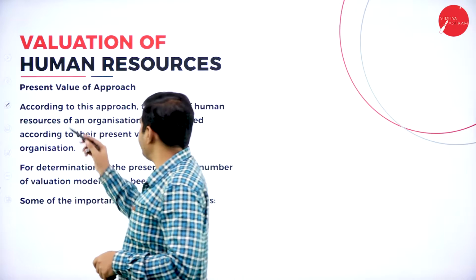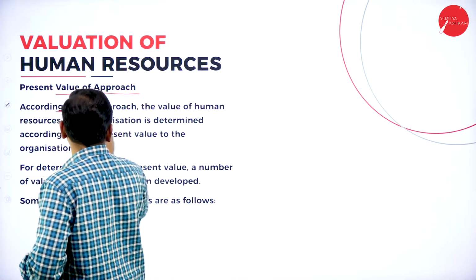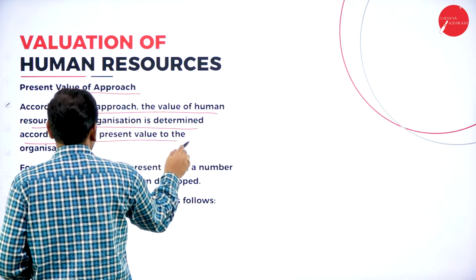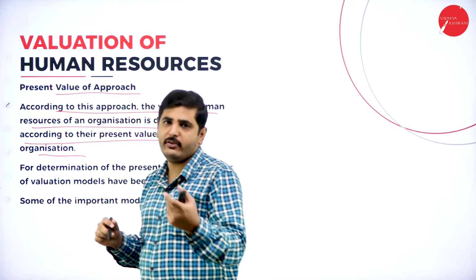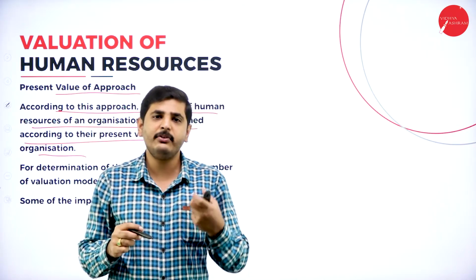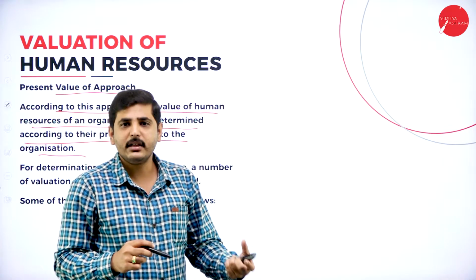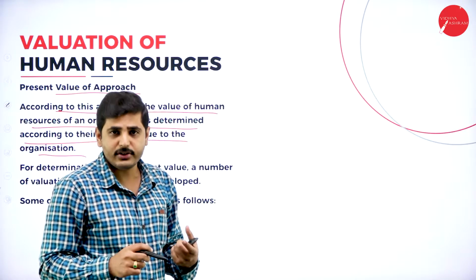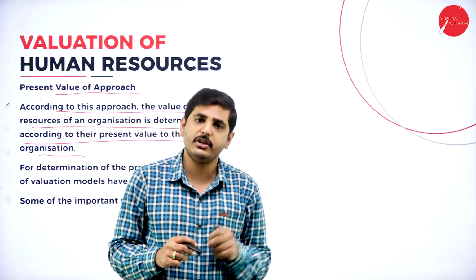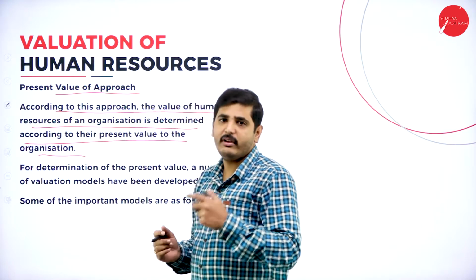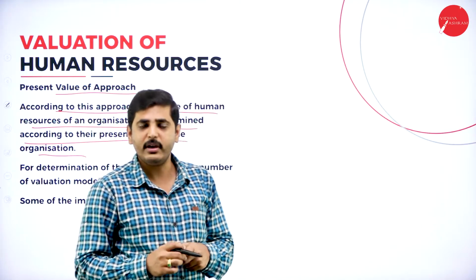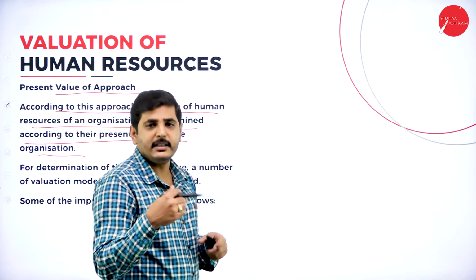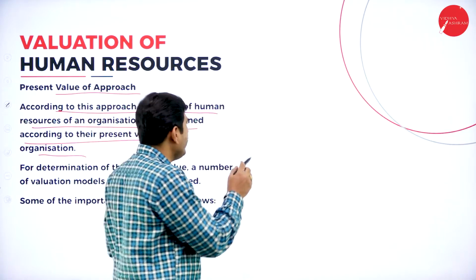Next point, present value approach. According to this approach, the value of the human resource of an organization is determined according to their present value to the organization. So what is the actual value if we hire them, and provide the other benefits, training and also development programs? What is the actual cost compared to the present situation? On the basis of present value, we will calculate the cost of the employee or maintenance cost of the employee. For example, every year the salary we are paying is increasing. Last year I was paying only 10,000 rupees per month.